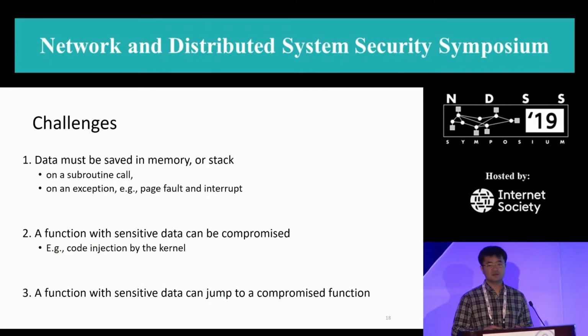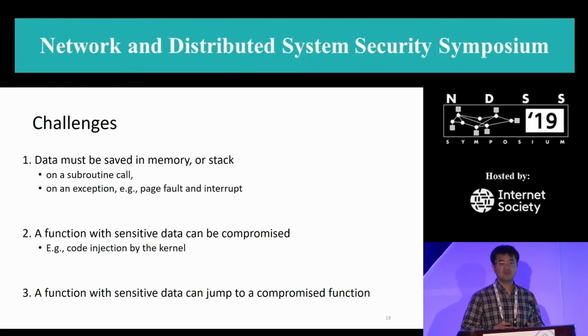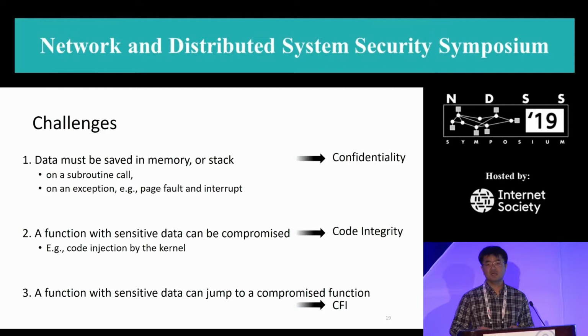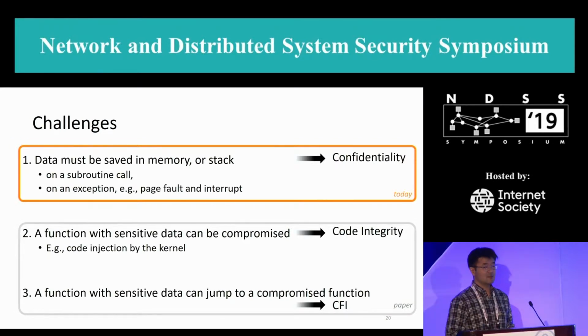However, it has challenges. The first challenge is we cannot keep sensitive data in registers forever. At some point, we have to save sensitive data from registers to memory. And because we do not trust the operating system, the OS can easily change the application with sensitive data, or the operating system can change the control flow of the application. These are directly linked to data confidentiality, code integrity, and control flow integrity. And today, I want to focus on the first challenge, and you can find our method for the last two challenges in the paper.